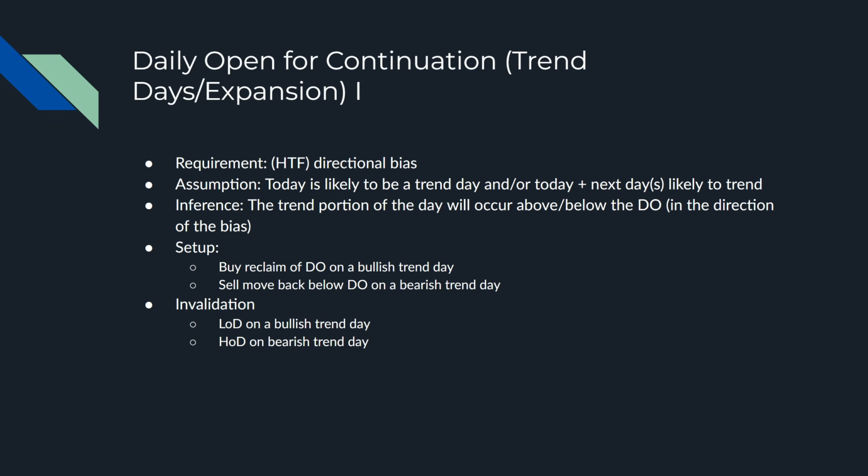Now, the assumption when you have a directional bias, or what it means to have a directional bias, is the following. You're essentially saying, if we take the daily example, that today, if you have a bullish or bearish daily directional bias, you're saying today is likely to be a trend day, or today and the subsequent days are likely to trend. And the inference there is that the trend portion of the day will occur above or below the daily open in the direction of the bias.